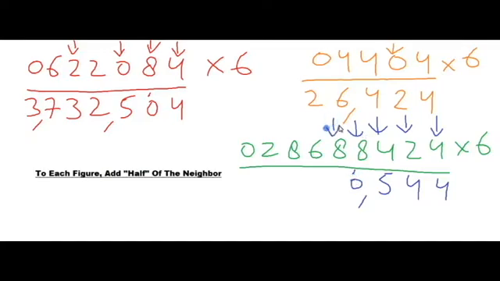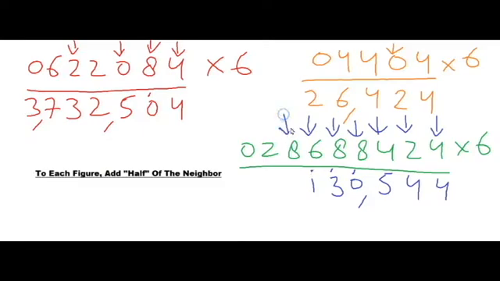Now this 8 is our figure, half of neighbor is 4, 8 plus 4 is 12, and this dot makes it 13, so dot 3 will put. Now this 6 plus half of neighbor is 4, so 6 plus 4 is 10, plus this dot is making it 11, so dot 1 will put.